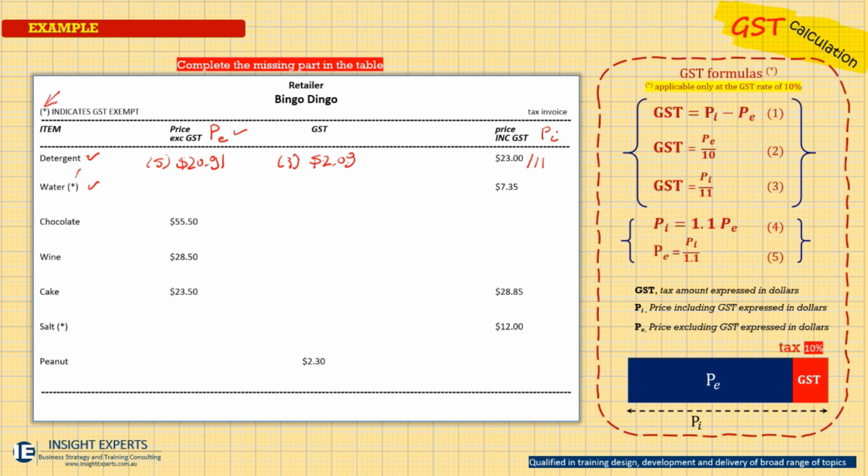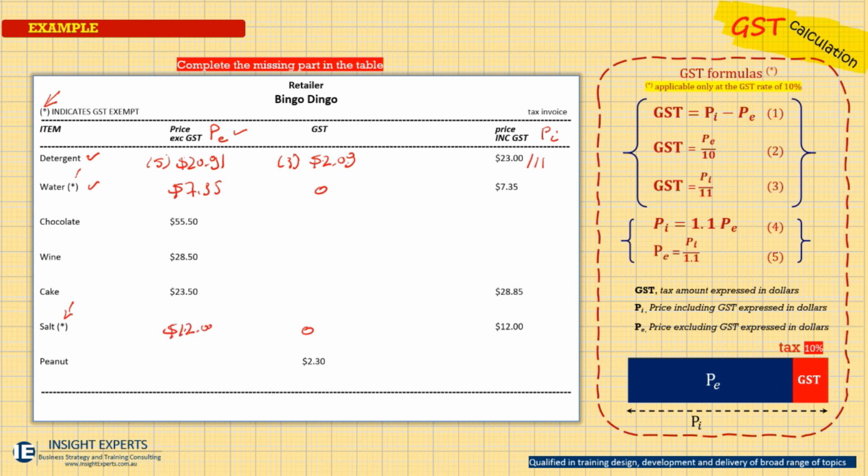Just pay attention to certain products which are GST exempt, like the water here, because that's what it says at the top, and so is the salt. In other words, the GST is 0 here and also 0, and therefore the price before GST and after GST is exactly the same. And the same here, which is $12 and so on.